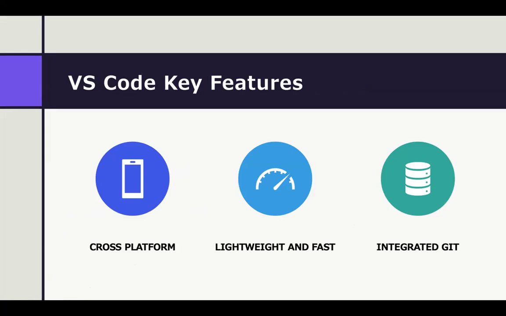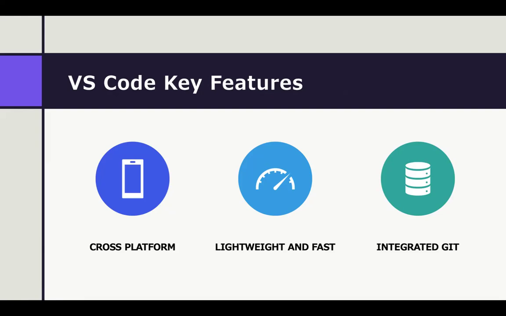Now, the key features of Visual Studio Code is that it's cross-platform, which means you can use it on any of your devices, such as Windows, Linux, Mac OS, it doesn't matter. It is lightweight and fast. What that means is your code will run smoothly and very fast. It will compile very fast, and it doesn't weigh that much. I think it's about 1 gigabyte that it's going to take space on your computer or laptop, whatever you are using.